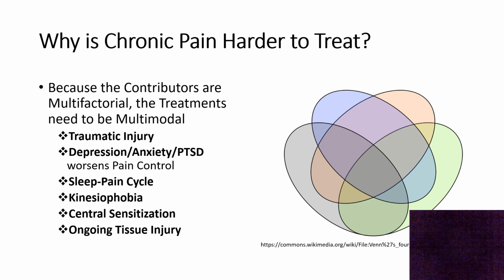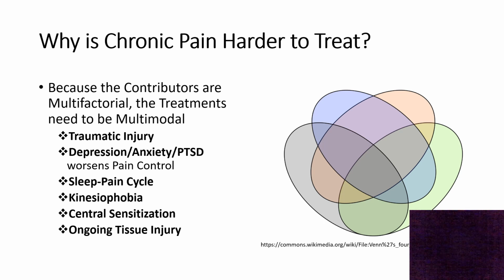And typically what we have in routine medicine and in primary care and even in pain management is we tend to get a little bit more unimodal, or maybe 2 different modes, instead of all the different modes that need to be exploited to give you the best outcome. If you have a traumatic source of injury, things like war trauma, car accidents, sexual assault, there's a reason why that kind of pain is harder to treat.